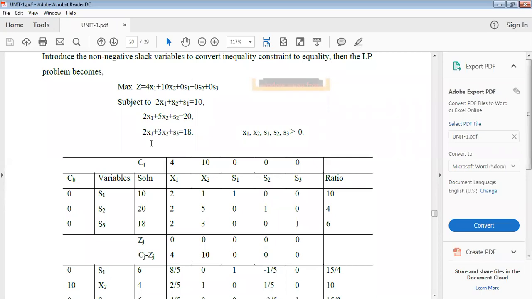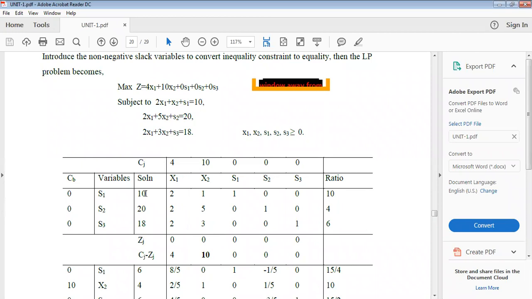Now, the objective function is a maximization function, and you have to identify the maximum positive value. Among 4, 10, 0, 0, 0, 10 is the maximum positive value. Therefore this becomes the entering column. In the entering column, 1, 5, 3 are the elements under x2.